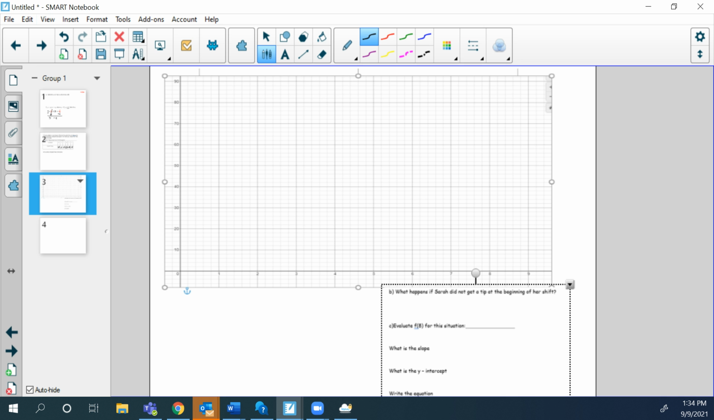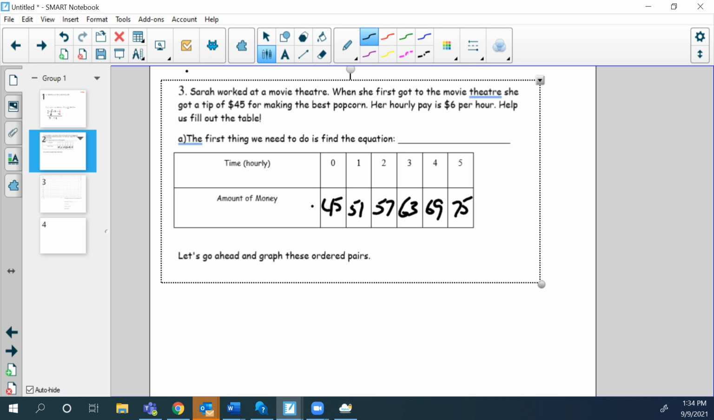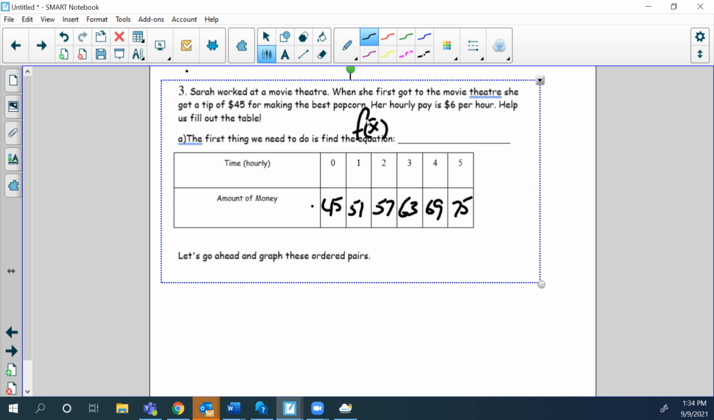Now it asks you find f of 8. Now we got to find the equation now. Now we want to write the equation: f of x is equal to, so remember, my rate is 6 and my b is 45. So the equation is 6x plus 45. Right? And it wants me to find f of 8.